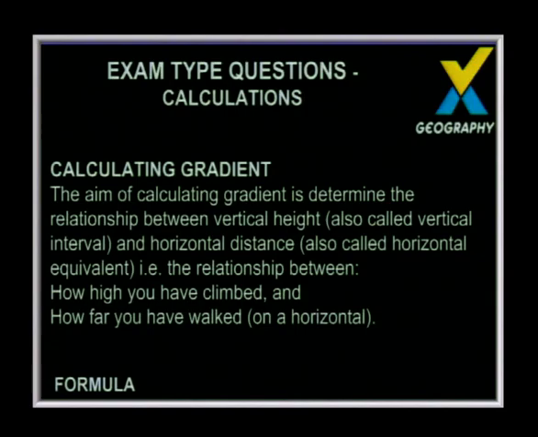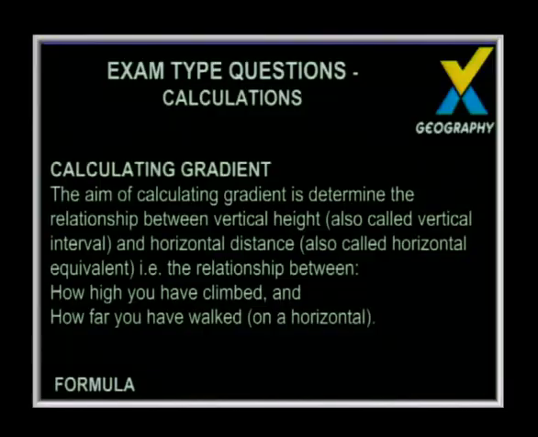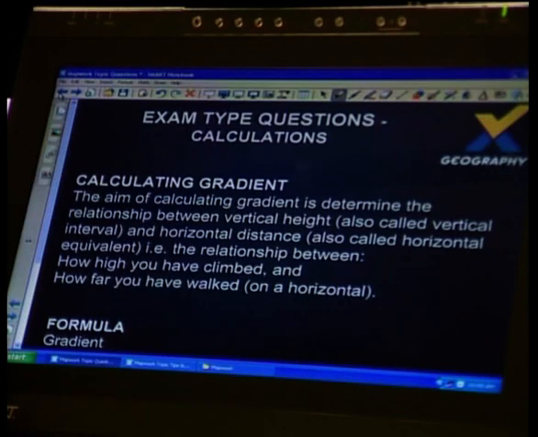Okay, just to make things easier, I used the same two points that we worked out the cross section for. Remember? The aim of calculating gradient is to determine the relationship between the vertical height, so-called the vertical interval, and the horizontal distance. Nice to know the meaning of this, eh? It makes sense, like when you're traveling towards Durban, or coming from Durban, and you're coming from Gauteng, and you see Van Reenen's Pass, and it shows you a gradient 1:9. Now it'll make more sense if you see that. It determines the steepness of an area.